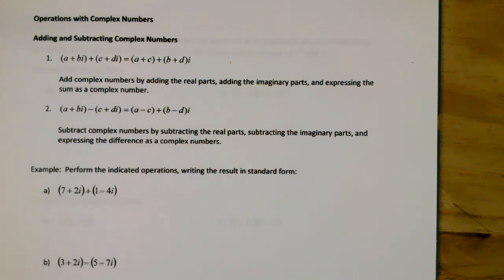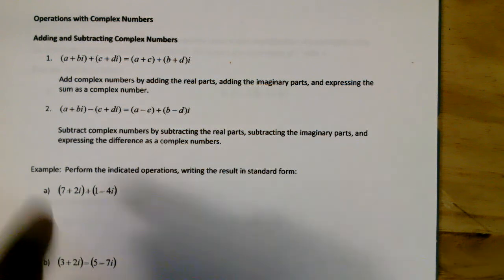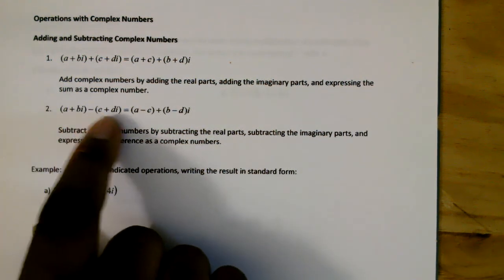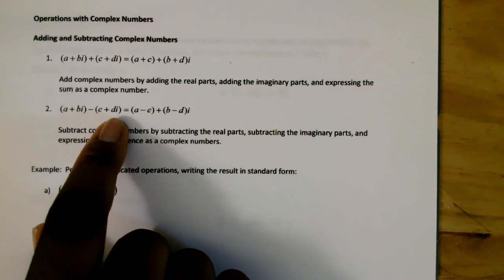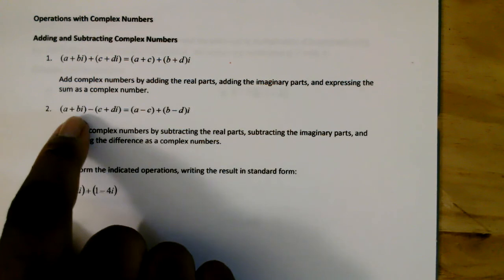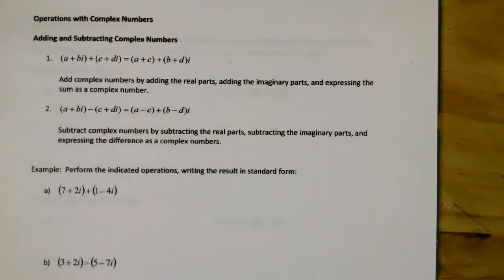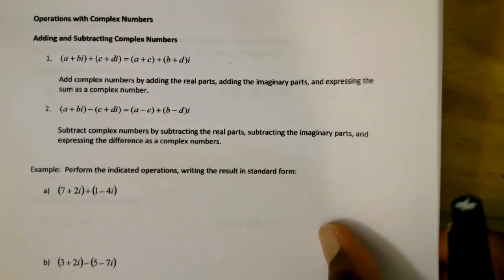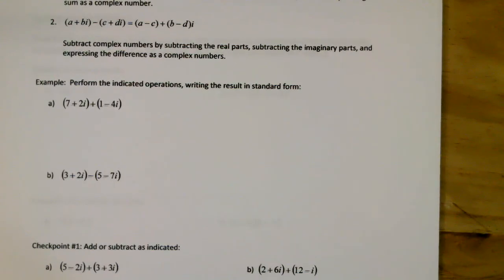as a complex number. Now for a plus bi minus c plus di, we subtract the real parts, a minus c, and then the imaginary parts, b minus d, and then we add the i behind it. Subtracting the real parts, subtracting the imaginary parts, and expressing the difference as a complex number, like in parts A and B of this example. And we're going to do a few of these.